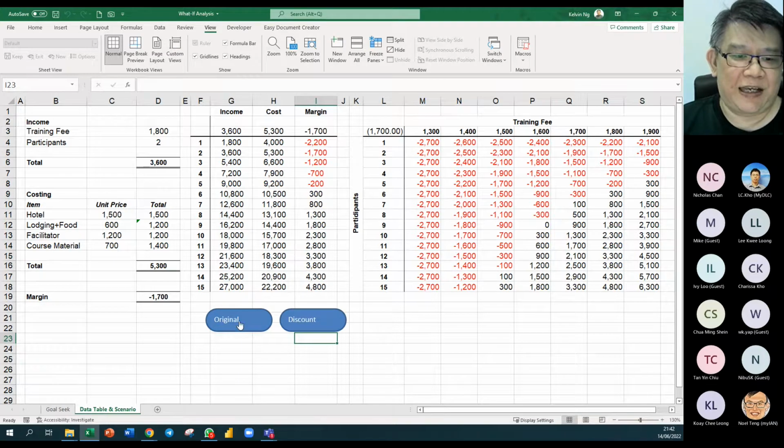You can click there, reset. You name the button reset. That's the original. Every time you click, then everything comes back to normal. Then only you click a new scenario.